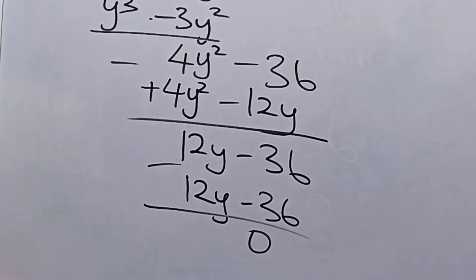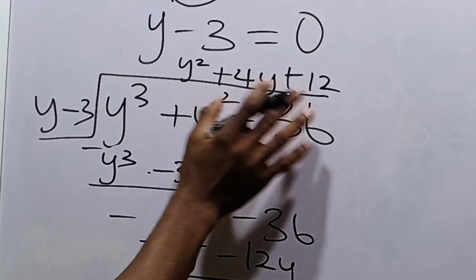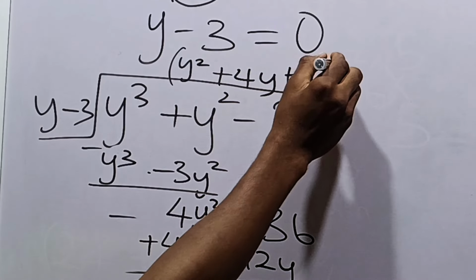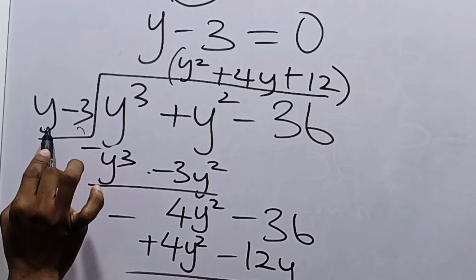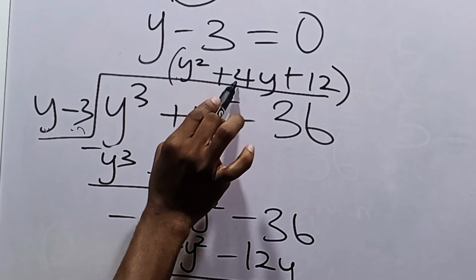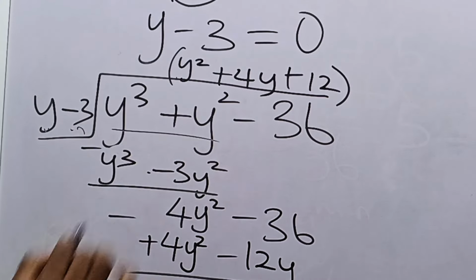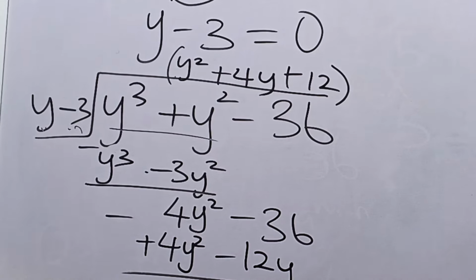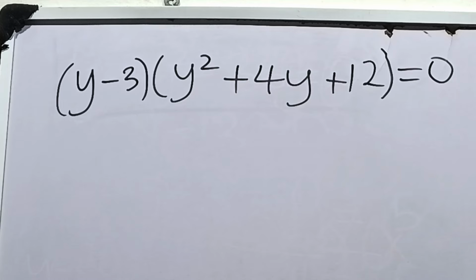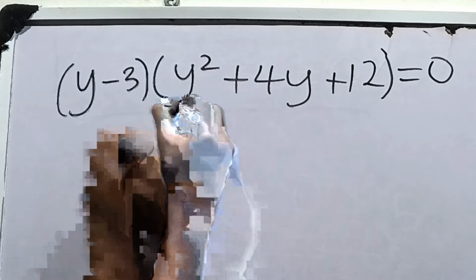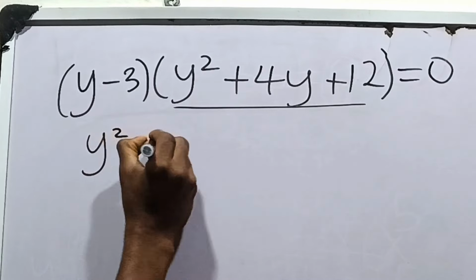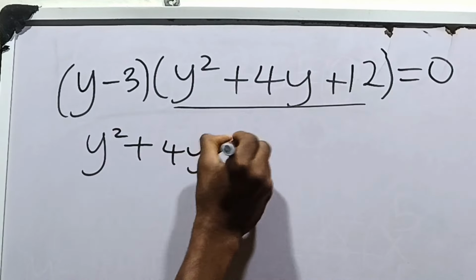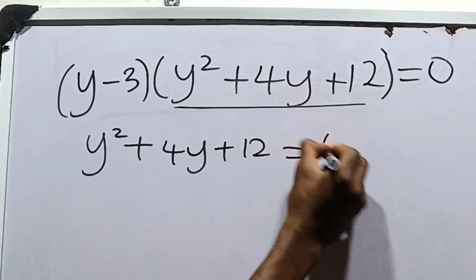So finally, our second set of answers are going to be gotten from this part of the equation. Because we have y minus 3 multiplied by y squared plus 4y plus 12, you're going to get this. So let's do that now. Moving on from here, let's pick out the second part of this equation and equate it to 0. So we have y squared plus 4y plus 12 equals 0.